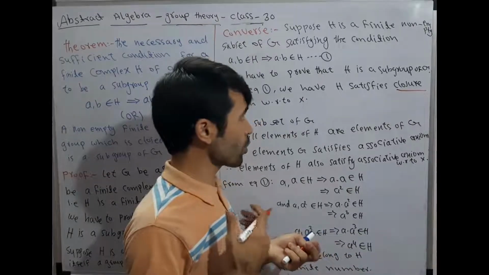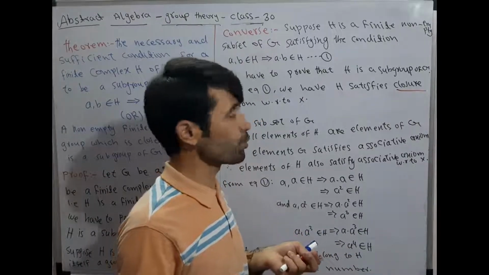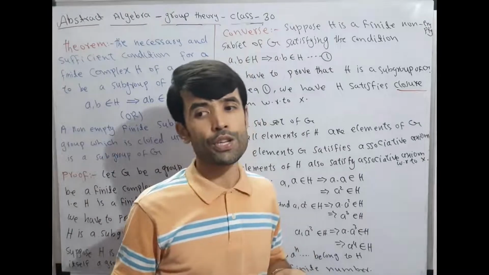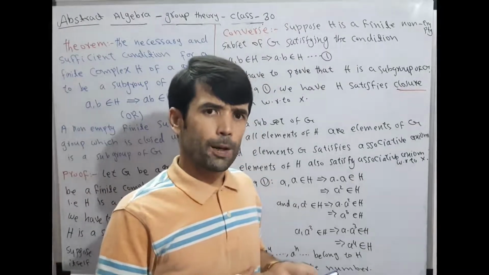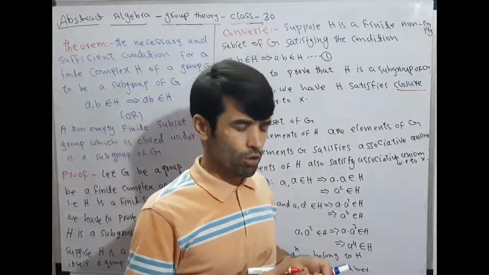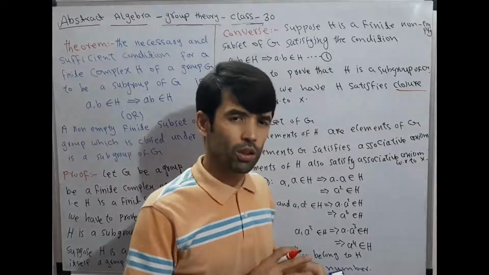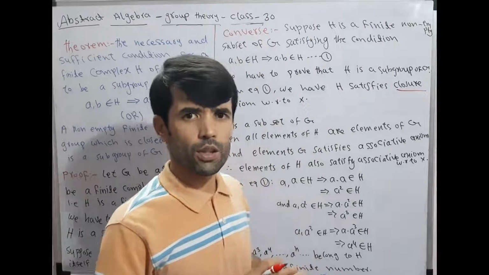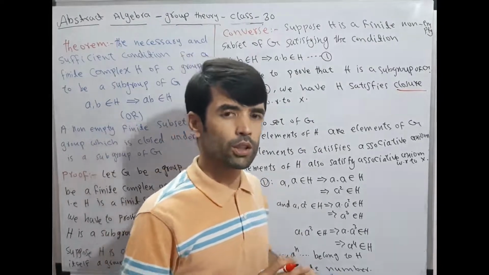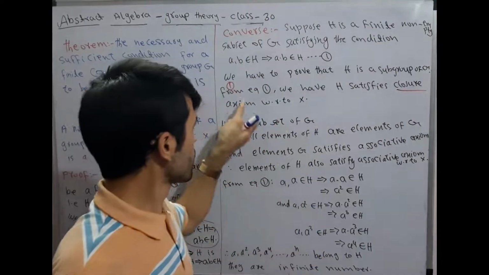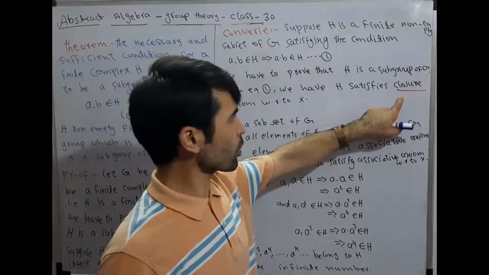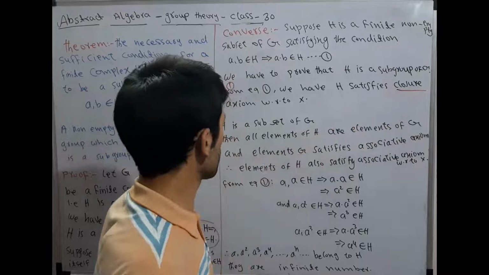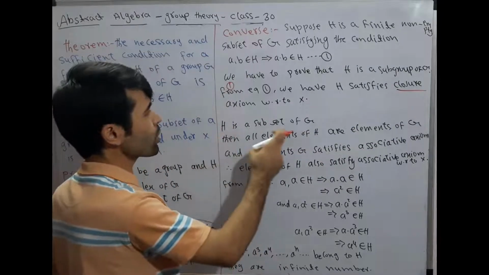Now we want to prove H is a subgroup of G. Since we want to prove H is a subgroup, we have to prove that H satisfies 4 conditions. First condition, closure axiom. Second condition, associative. Third condition, identity element. Fourth condition, inverse. First one, from equation 1, we conclude that closure axiom holds.